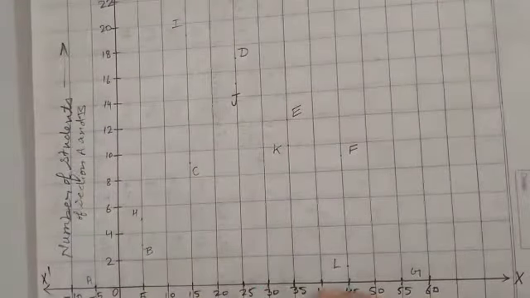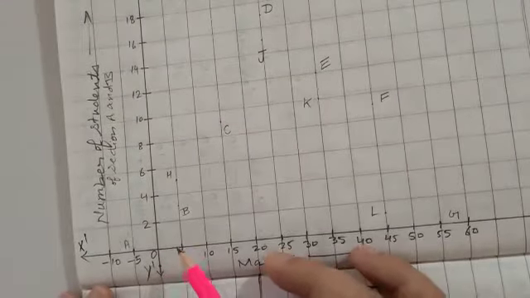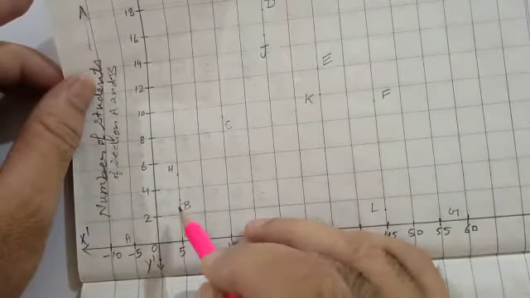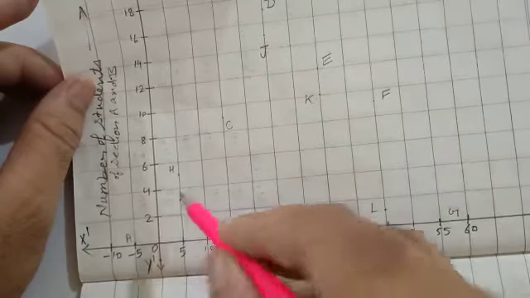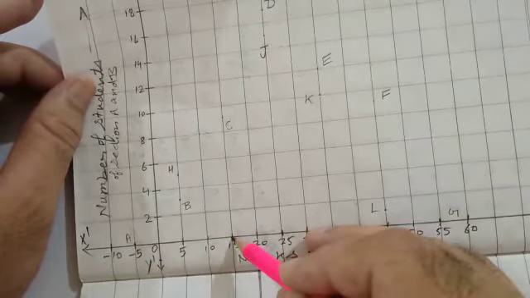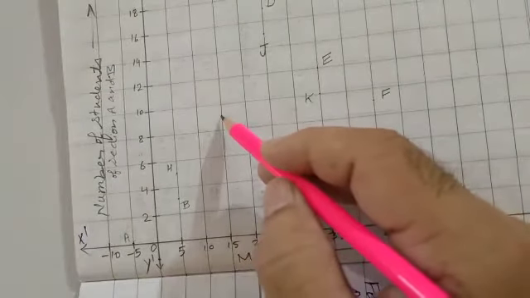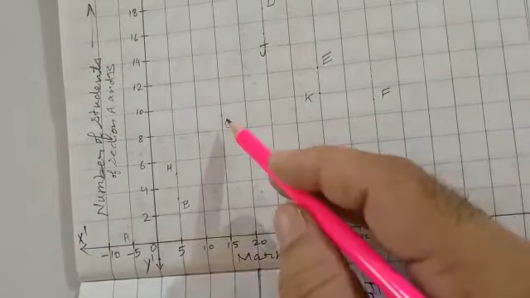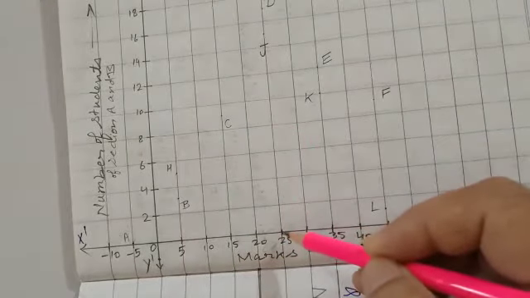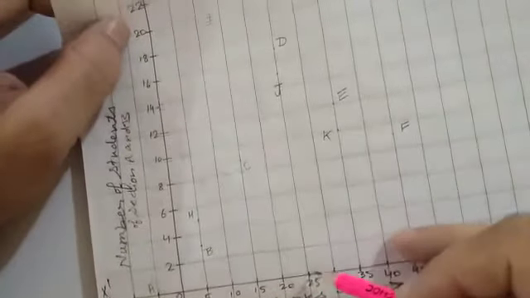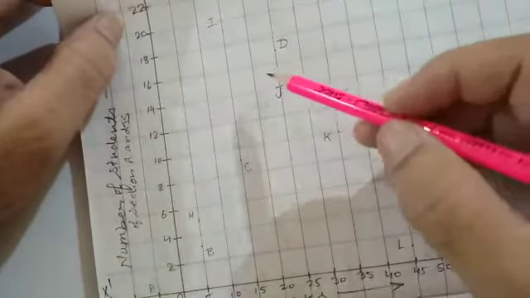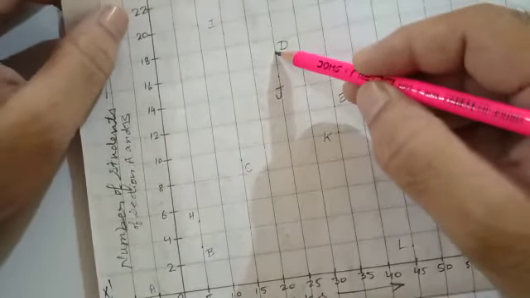Now, class mark 5 and we need 3. This is your 3. Next, class mark 15 and frequency given 9. Third class mark 25 and frequency 17. This is your D point.